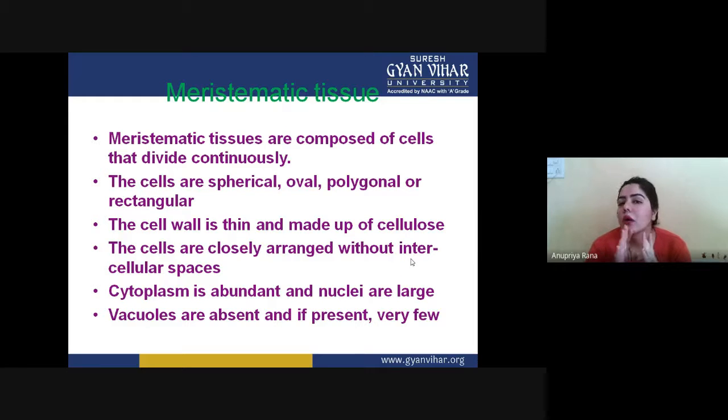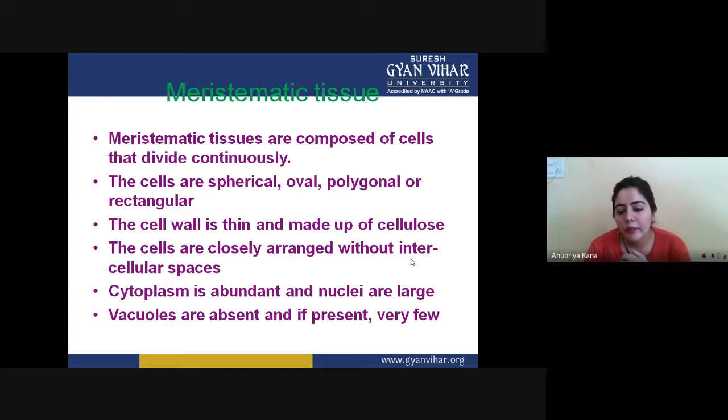Actually, what is the work of the vacuole inside a cell? The only work the vacuole performs inside the cell is storage. But we know the nature of meristematic tissue. They do not need any kind of storage. All they want to do is divide. So why would they need to store something when they do not have to live long?